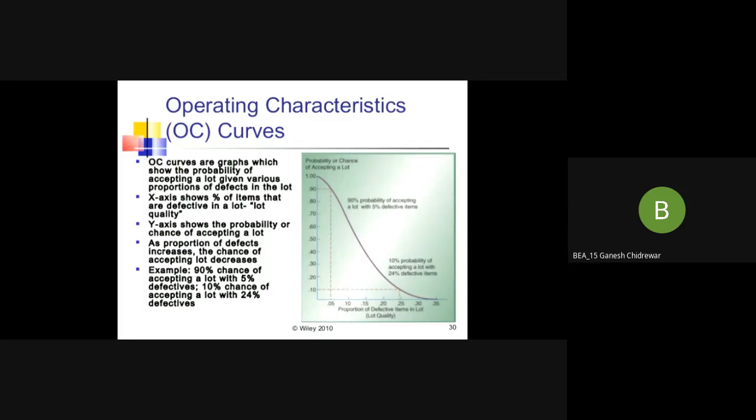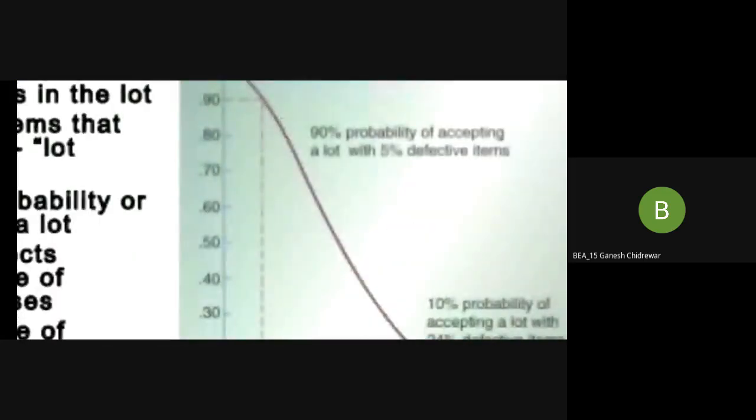In the operating characteristic curve, the x-axis shows the percentage of items that are defective in a lot. The y-axis shows the probability or chance of accepting a lot. As the proportion of defects increases, the chance of accepting a lot decreases. For example, there is a 90% chance of accepting a lot with 5% defective, and a 10% chance of accepting a lot with 24% defective. So this is the basic OC curve.